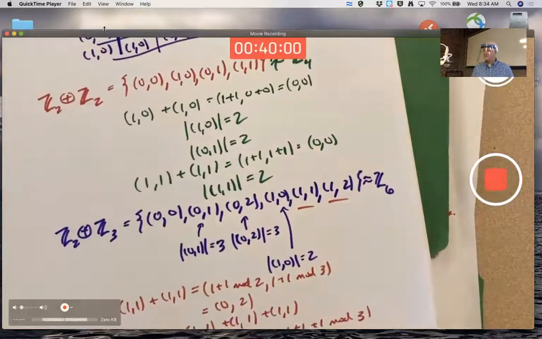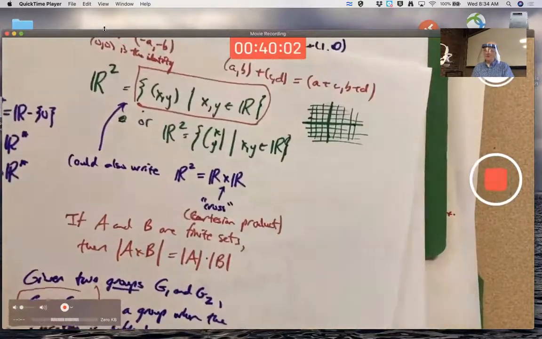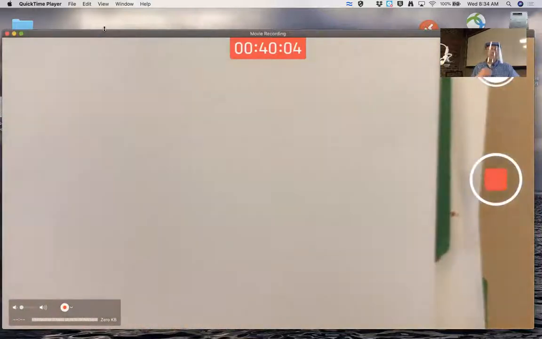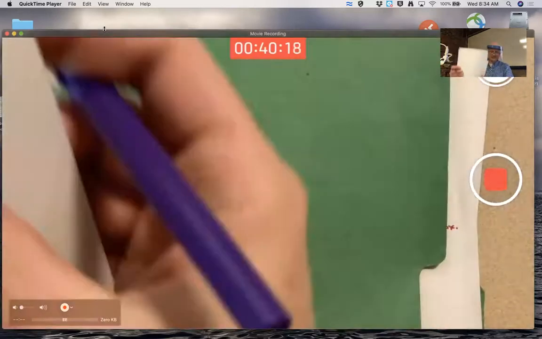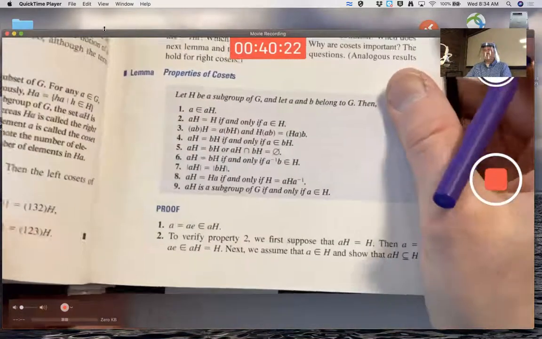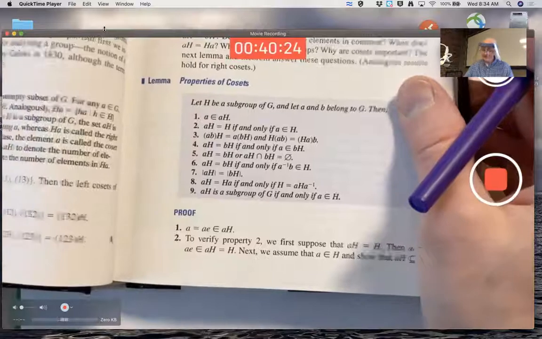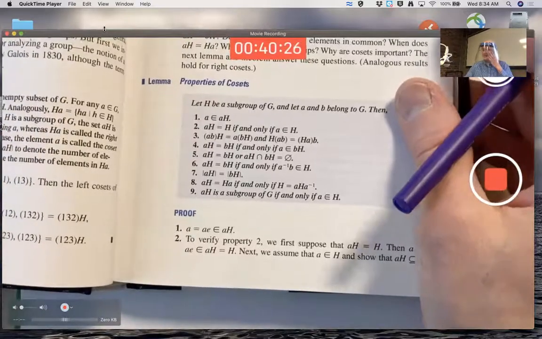All right, in our last 15 minutes here, again, let's look at the textbook, chapter 7. And I just want to highlight some things to pay attention to and even try to enjoy, you might say, and some things that are important for later. Starting with the properties of cosets here, this is page 139 if you want to follow along with me.